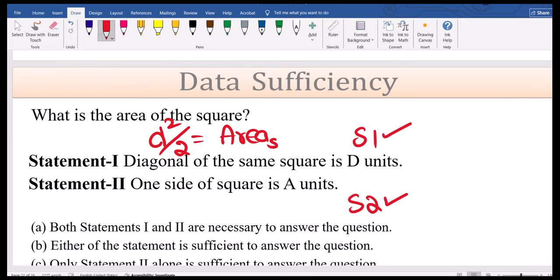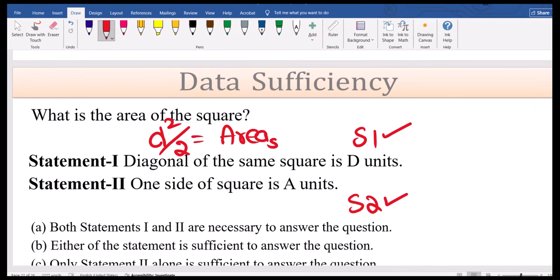What is the area of a rhombus? Area of a rhombus is half into the product of diagonals. When diagonals are equal, a rhombus becomes a square. D1, D2 both are equal, so the rhombus will become a square, half D square. From that, at least we can infer. Area of rhombus is half into D1, D2. When D1, D2 are equal, it becomes a square, half D square. If you know the diagonal, area can be obtained.